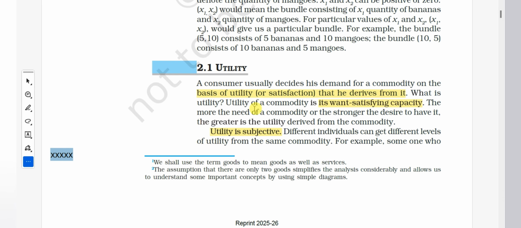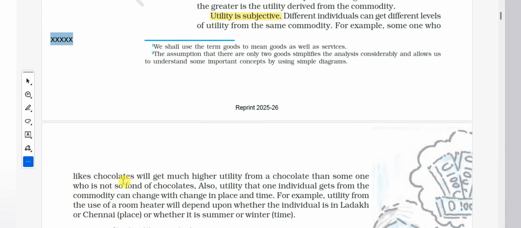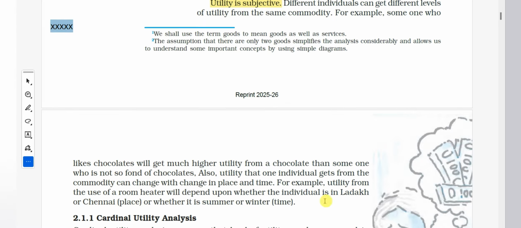Now, this subjective thing also depends on two things. Okay? One is how much is the fondness of that person. Okay, and second is the time and place. Let's see, here is a good example for this. Time and place means that if a person is in Ladakh or Chennai, how much utility is a room heater going to give him, depending also on whether it is summer or winter.